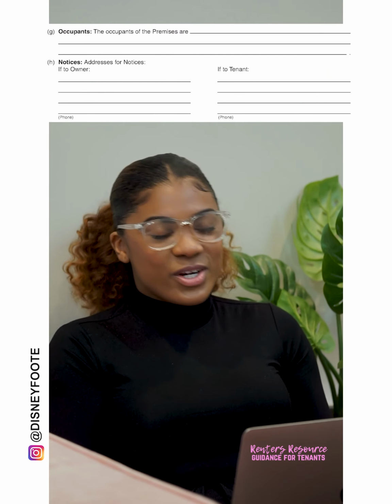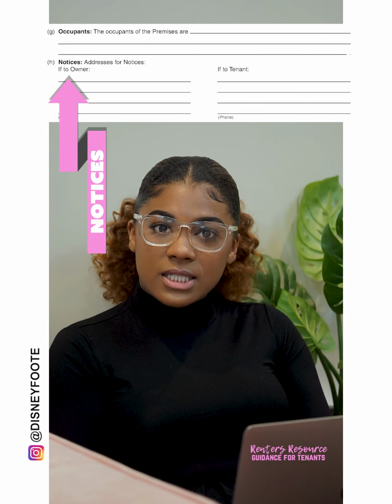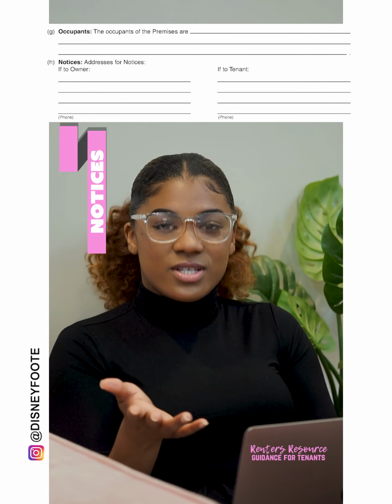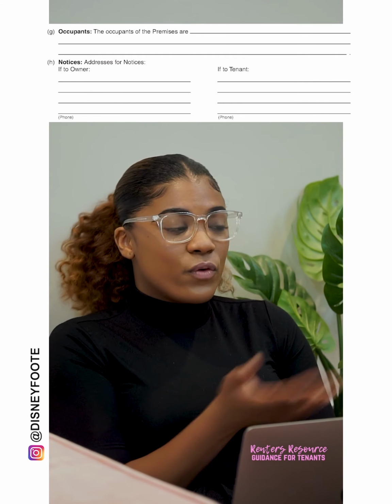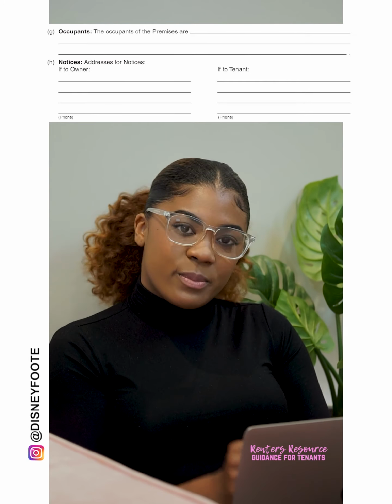H, if any important notices need to be sent to either you or your landlord, the addresses and contact information will go here. For you, obviously, it will be the address of the unit you are renting. For your landlord, it will be either their direct or business contact information.